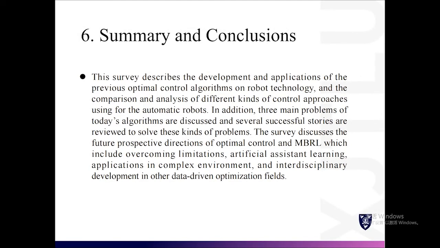For the summary of this survey, it describes the development and applications of the previous optimal control algorithms on robot technology, and the comparison and analysis of different kinds of control approaches used for automatic robots. In addition, 3 main problems of today's algorithms are discussed, and several successful stories are reviewed to solve these kinds of problems. The survey discusses the future prospective directions of optimal control and model-based reinforcement learning, which include overcoming limitations, artificial assisted learning, applications in complex and special extreme environments, and the interdisciplinary developments in other data-driven optimization fields.